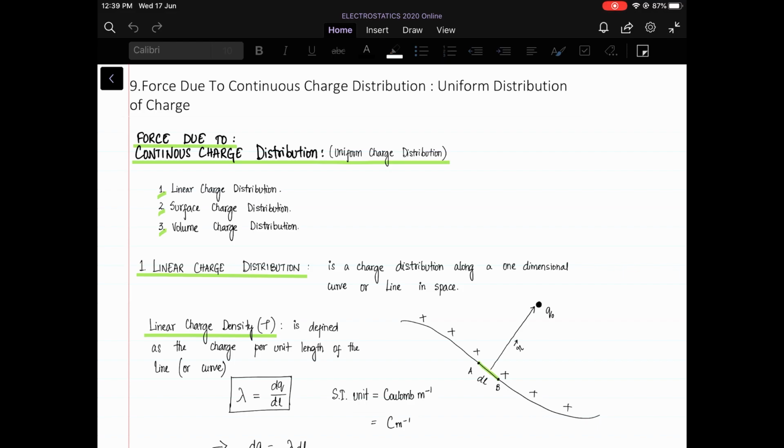In this next topic, we are going to study about force due to a continuous charge distribution. Force due to a continuous charge distribution. Let me show you first what is the meaning of continuous charge distribution or uniform charge distribution.